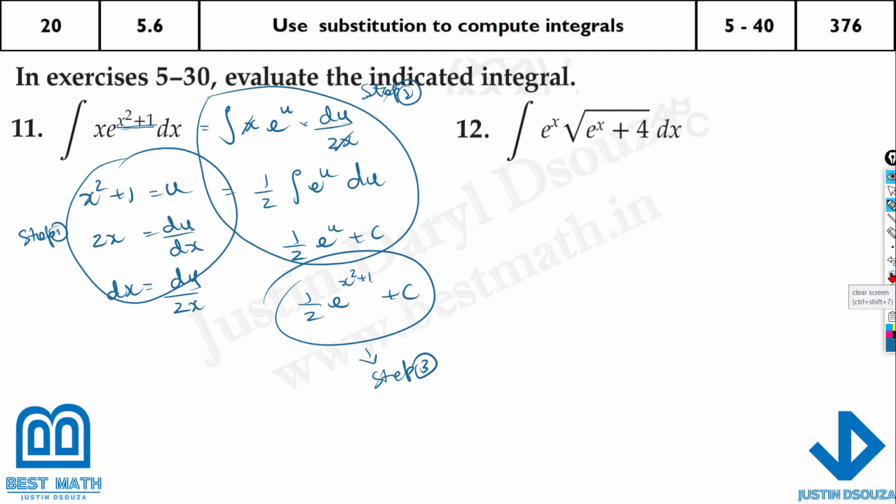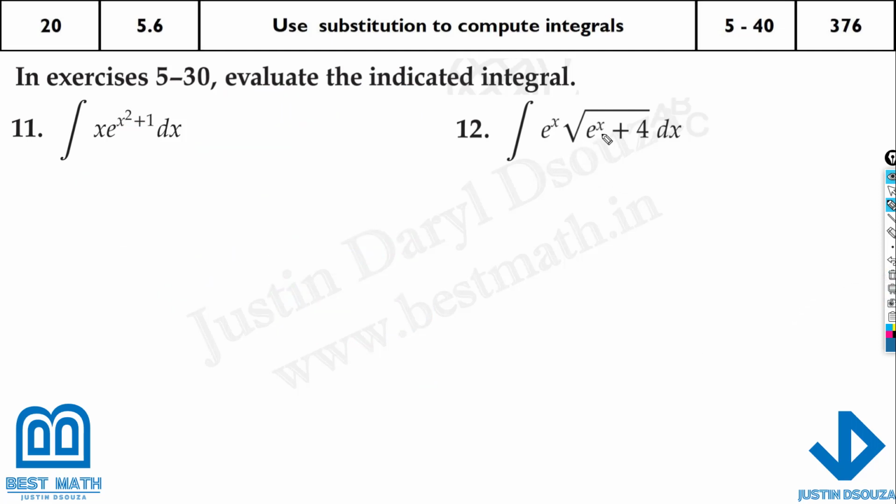What about the 12th one here? What do you assume to be u? Whatever is inside. u becomes e to the power x plus 4, and du by dx will be equal to just e to the power x. Because e to the power x remains e to the power x, and the 4 is resolved to 0. Now we substitute it back over here, integration. Look, e to the power x, write it like that only. Sorry, I didn't rearrange this. du by e to the power x is dx. So we need to even substitute the dx value, isn't it?